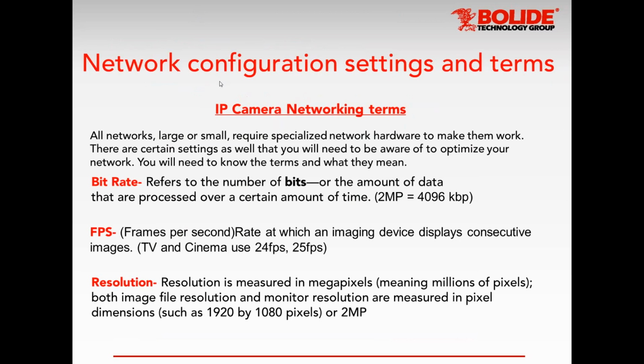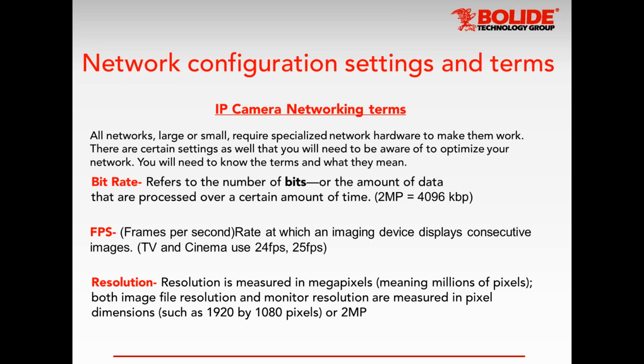Okay, so let's start with basic terms that you need to know about in dealing with IP. Of course, all networks, large or small, require specialized network hardware to make them work. There are certain settings that you would need to be aware of to optimize your network. So these are some of the terms. First is bitrate. Bitrate refers to the number of bits or the amount of data that are processed over a certain amount of time. An example: a 2 megapixel IP camera, 1080p, transmits 4096 kbps.